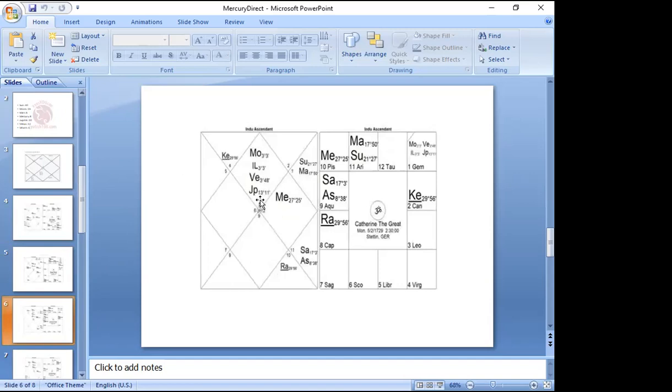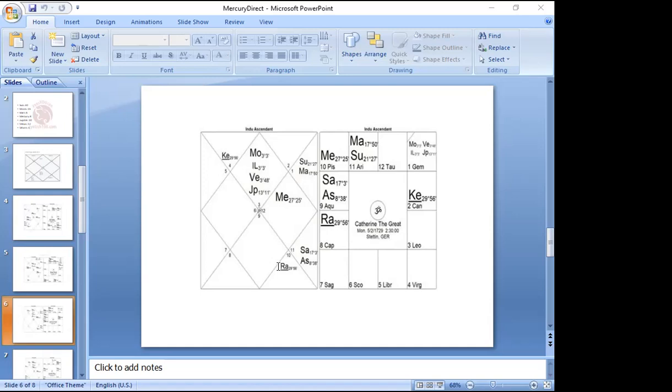Okay, Catherine the Great. I'll just take this example because of the ongoing war that is taking place. She was this Russian monarch. Look at the INDU Lagna. It is Gemini, and it has a combination of Jupiter and Venus.